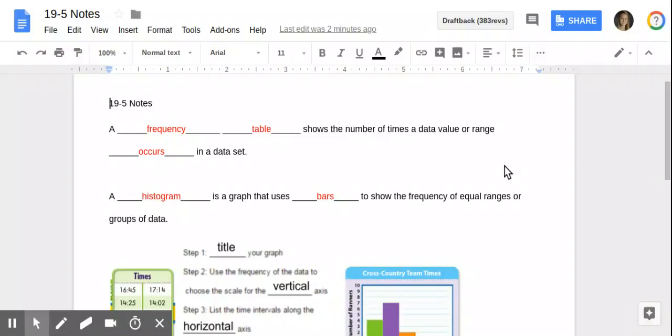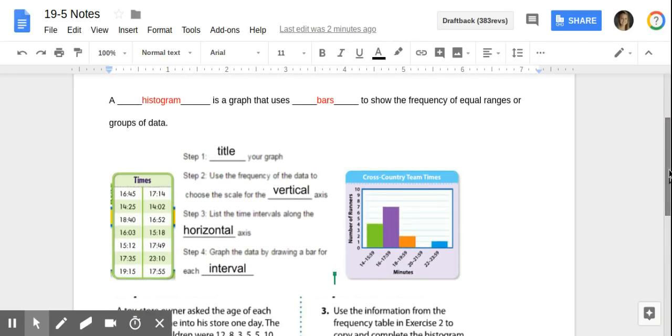Over histograms, which is kind of like a bar graph. The only difference really is the labels along the x-axis, and histograms have a frequency table. So a frequency table shows the number of times a data value or range occurs in a data set. And then a histogram is a graph that uses bars to show the frequency of equal ranges or groups of data. So this is what I mean.